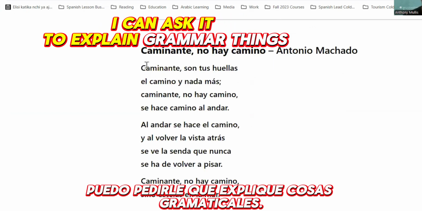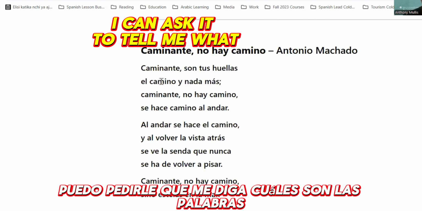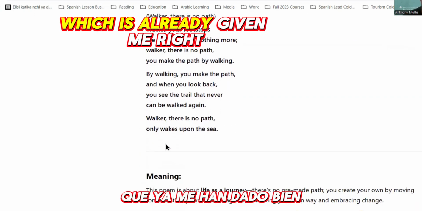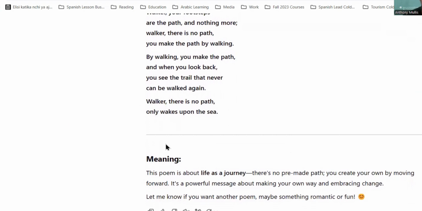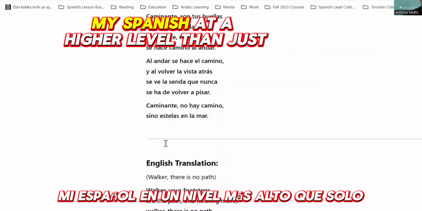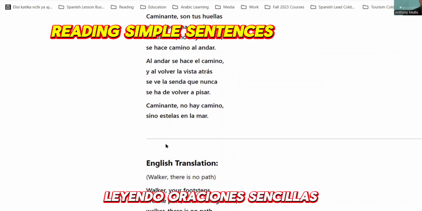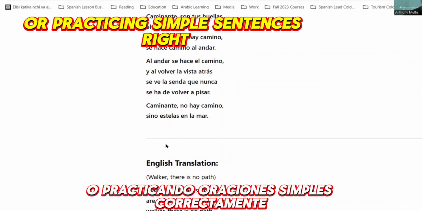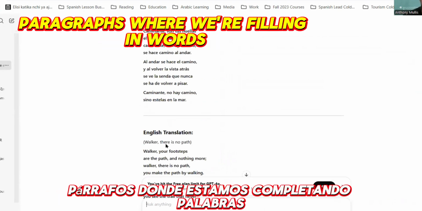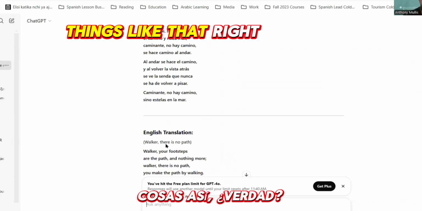I can ask it to explain grammar things. I can ask it to tell me what the words are. I could even ask for just the straight up translation, which is already given me, right? And it's going to allow me to practice my Spanish at a higher level than just reading simple sentences or practicing simple sentences, right? We could also ask for paragraphs where we're filling in words, we're filling in conjugations, things like that, right?